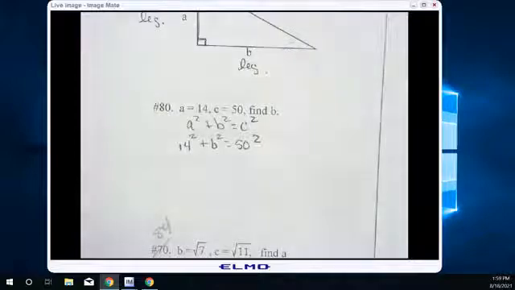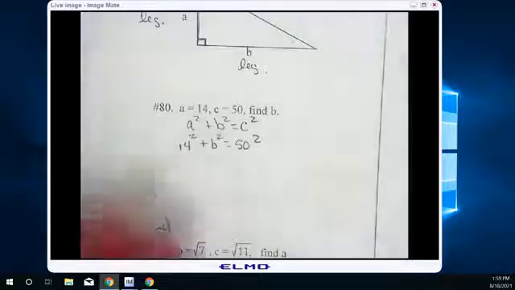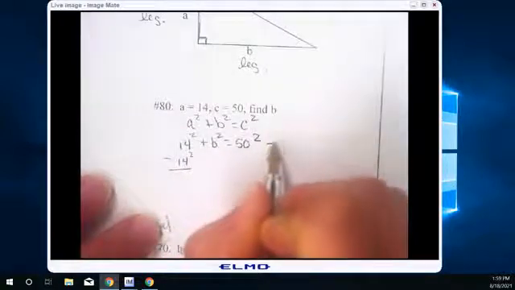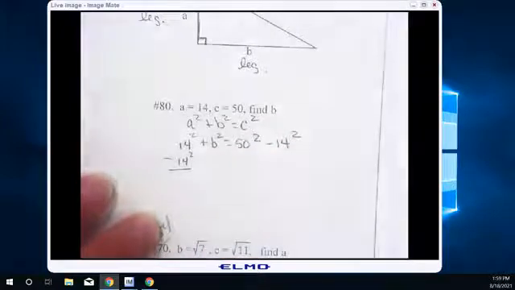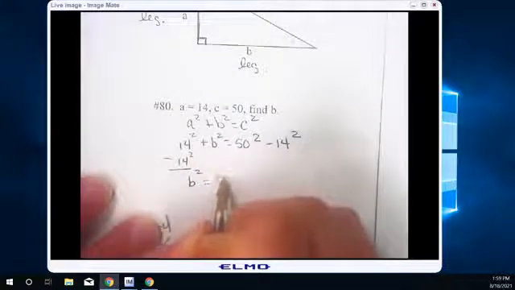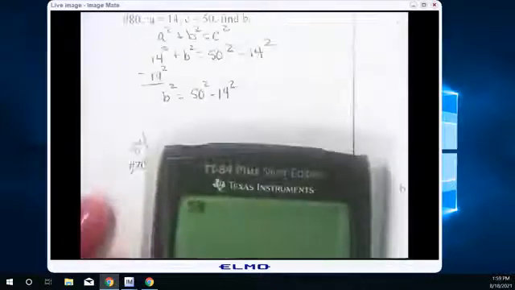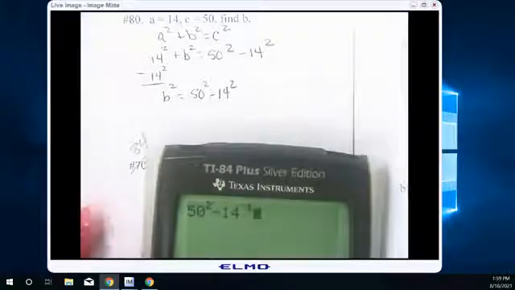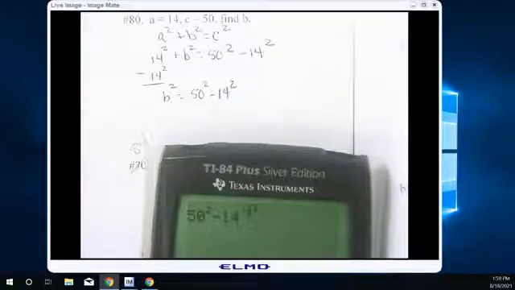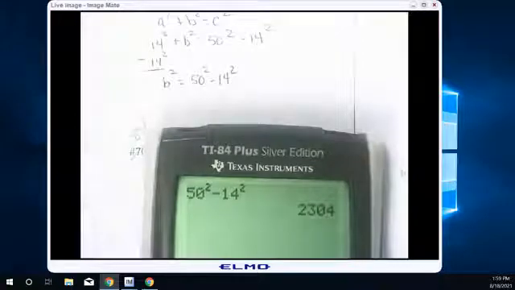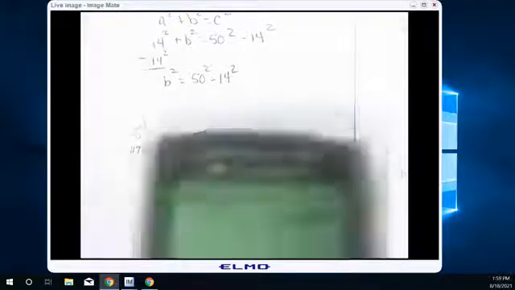How do you solve for B? How do I get rid of a positive number? I don't have to know what that number is to write it as a subtraction, 14 squared. B squared equals 50 squared minus 14 squared. Now, my handy dandy calculator, I'm going to write 50 squared minus 14 squared, not inverse, in my calculator. And I'm going to push enter. And for the first time, I'm going to actually write down a number. So 2304.